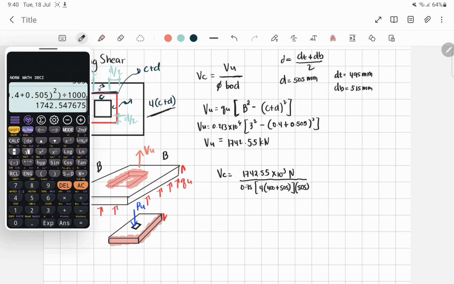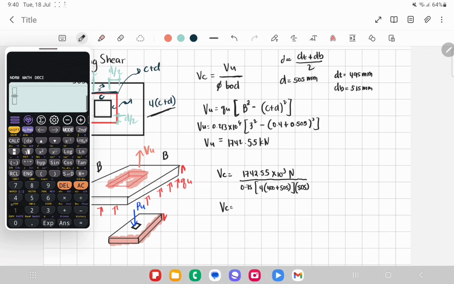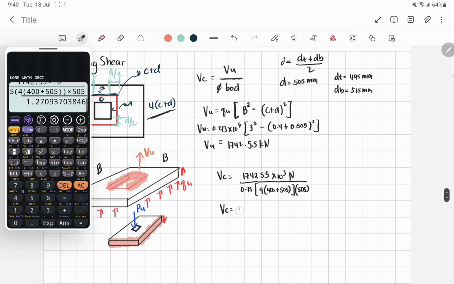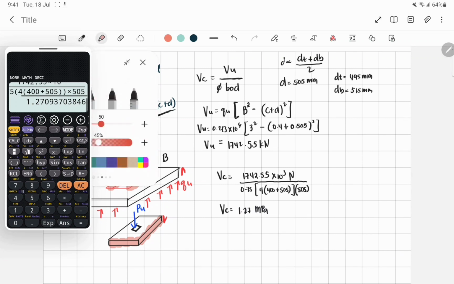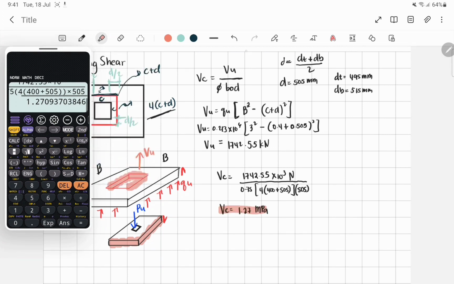So, let's solve the shearing stress. That is 1742.55 times 10 raised to 3 over 0.75 times 4 times (400 plus 505) times 505. Okay? Our answer will be equal to 1.27 megapascal. So this will be our answer for question number 3.